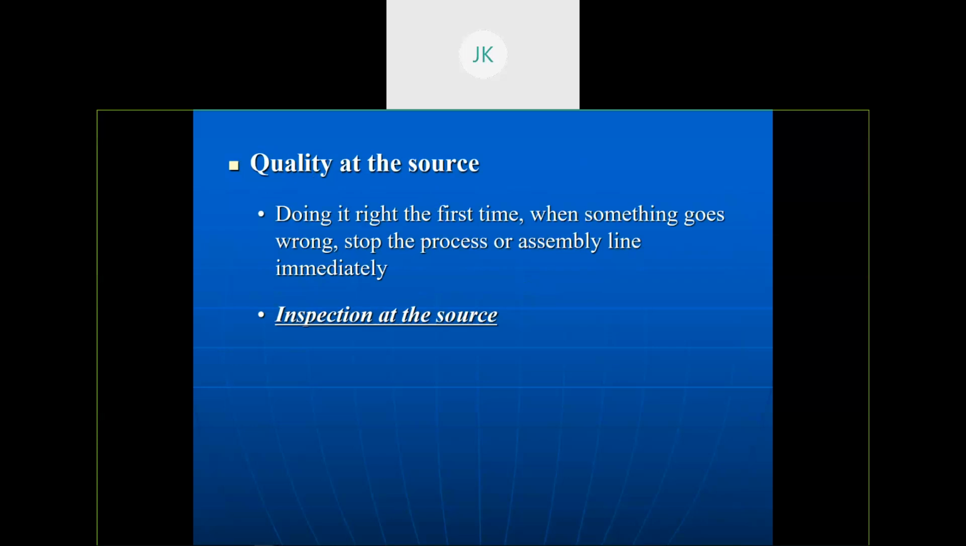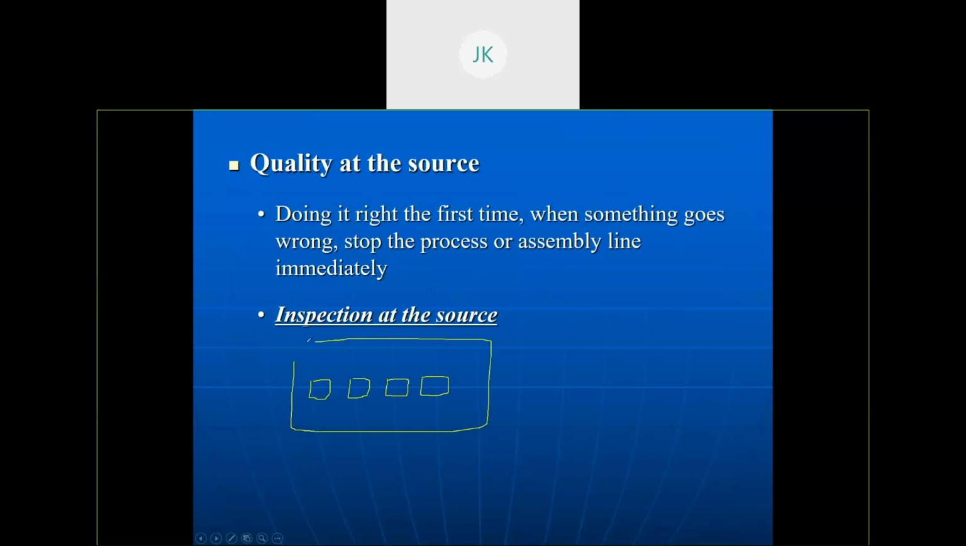The next one is quality at the source. Do it right the first time, and when something goes wrong, stop the process or assembly line immediately. Another name for this is inspection at the source. So produce, inspect your own work, and if it is okay, then send it to the next station or downstream.